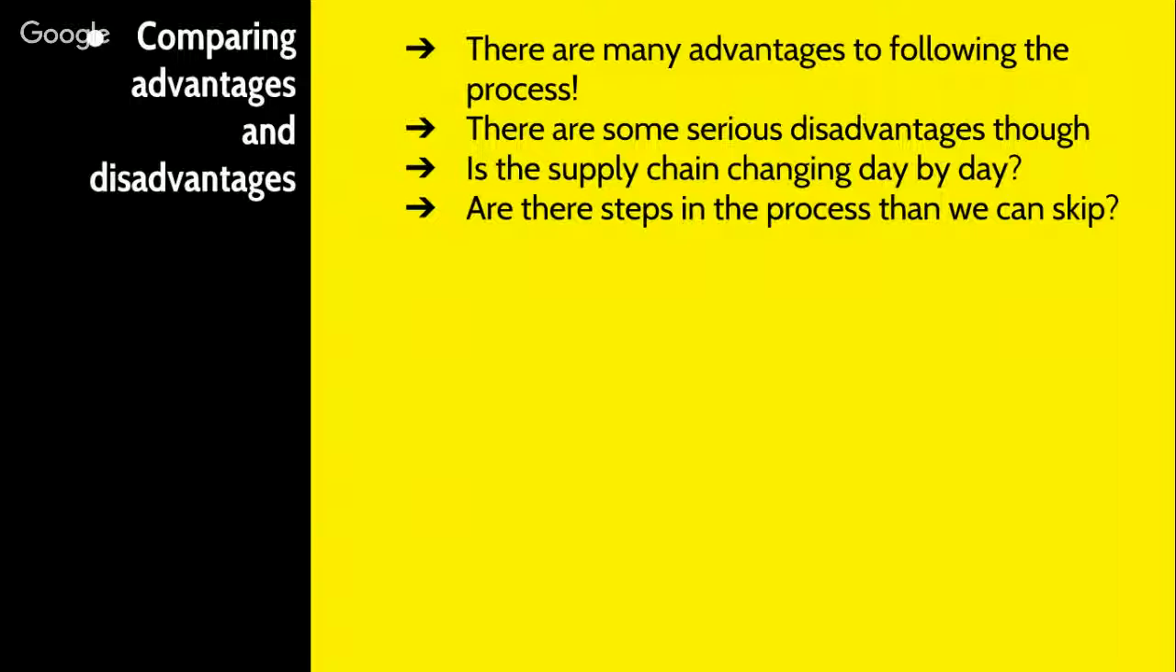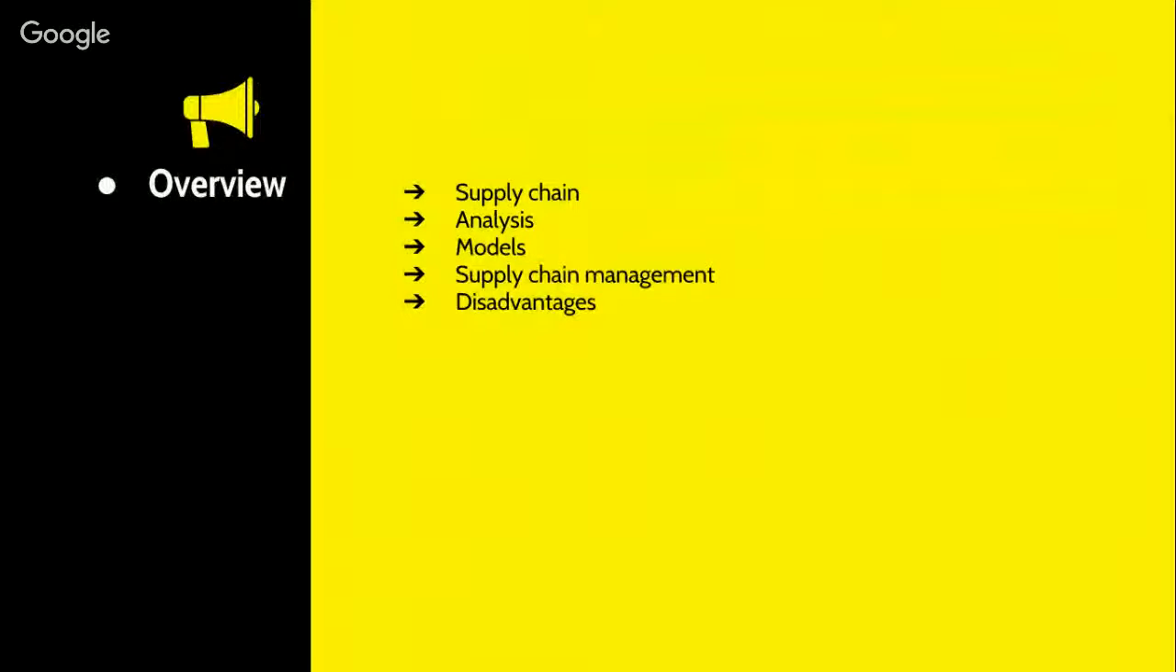Overall, today we covered the topics of the supply chain process and its analysis, the different models of supply chain, the characteristics of supply chain management, and some disadvantages that are essential to know.